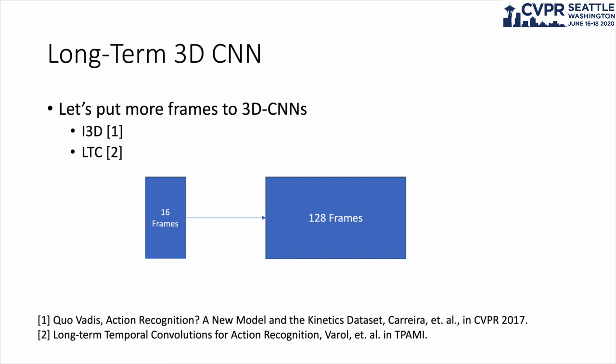But these two approaches, either using RNN or a long-term 3D convolution, both have one issue. That is, even if we have 128 frames, that is only 4 seconds in video time. How can we model videos that have 20 seconds, 1 minute, or even longer? Our current devices cannot hold that many frames in memory.